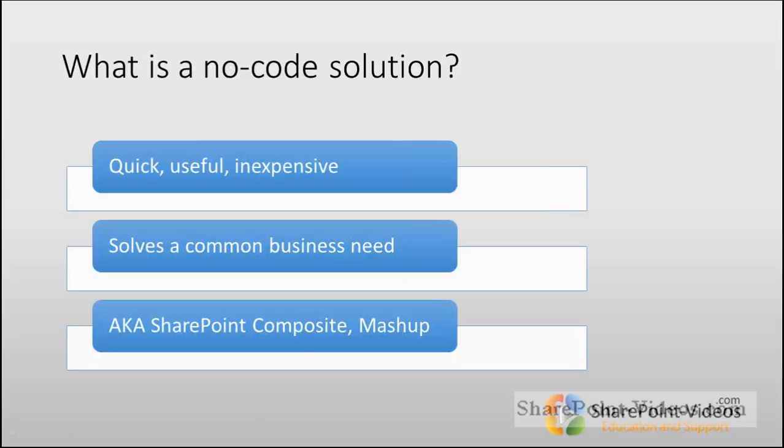And a no-code solution in the past has been referred to as a SharePoint composite. That was the official term for a few versions. And sometimes you've heard the term mashup. Those all cover the same ballpark, a way to put together different pieces of functionality to create a solution without code.